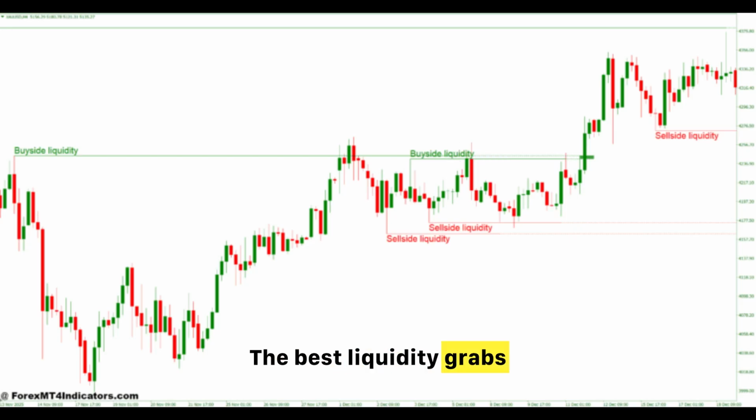The best liquidity grabs usually happen during the London Open or New York session, when volatility and institutional activity are highest. Avoid trading liquidity sweeps during quiet market hours.